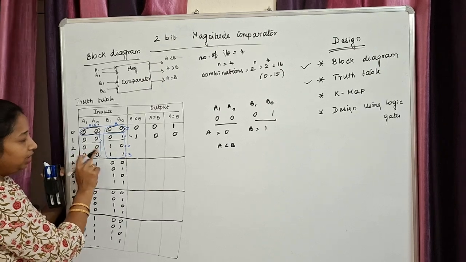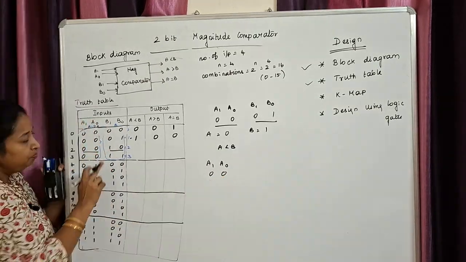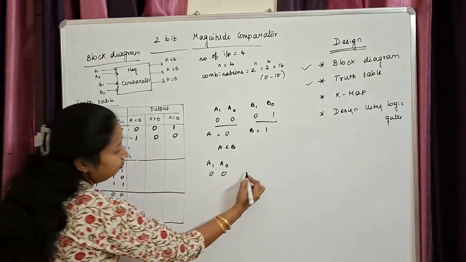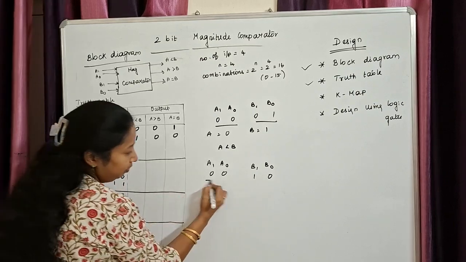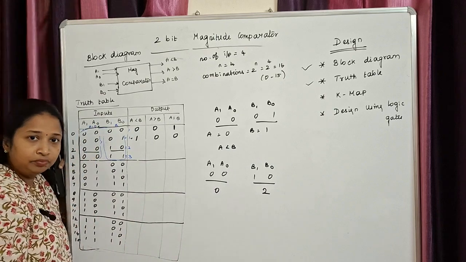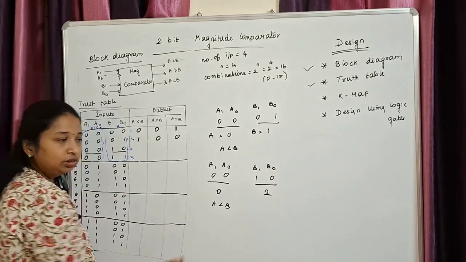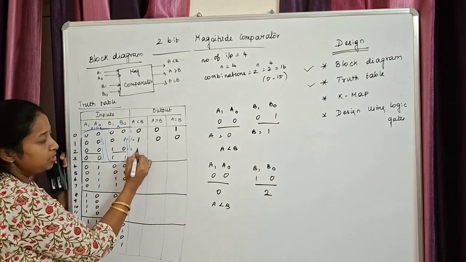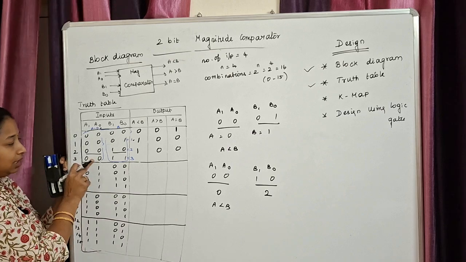Now, let's go with the next combination. A1, A0 is 0, 0. What is B1 and B0? B1 and B0 is 1 and 0. Correct? So, what is the equivalent decimal for this? It is 0. The equivalent decimal for 1 and 0 is 2. Here A is 0 and here B is 2. What does it mean? A is less than B. So for this particular condition, you have to mention 1, and for the other conditions, you will mention 0. Is it clear?